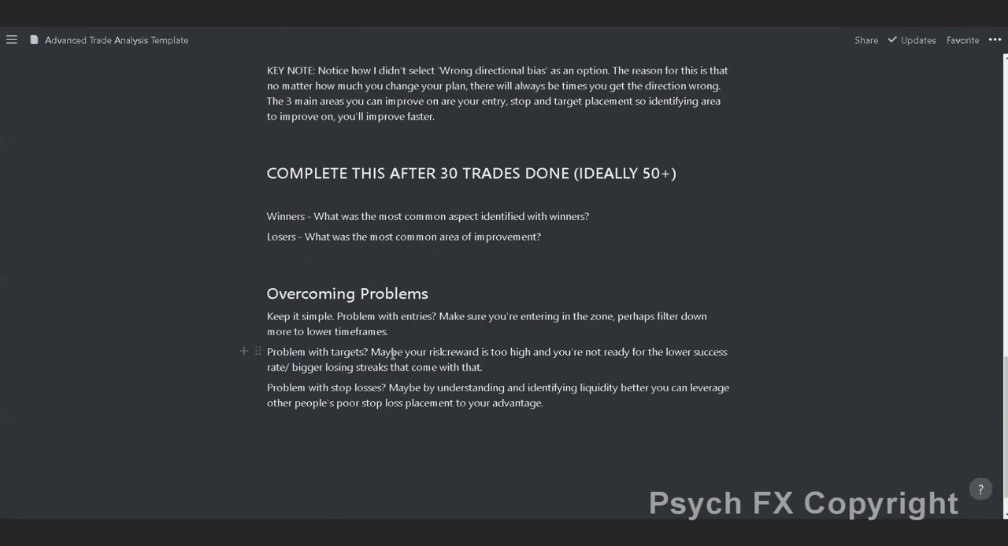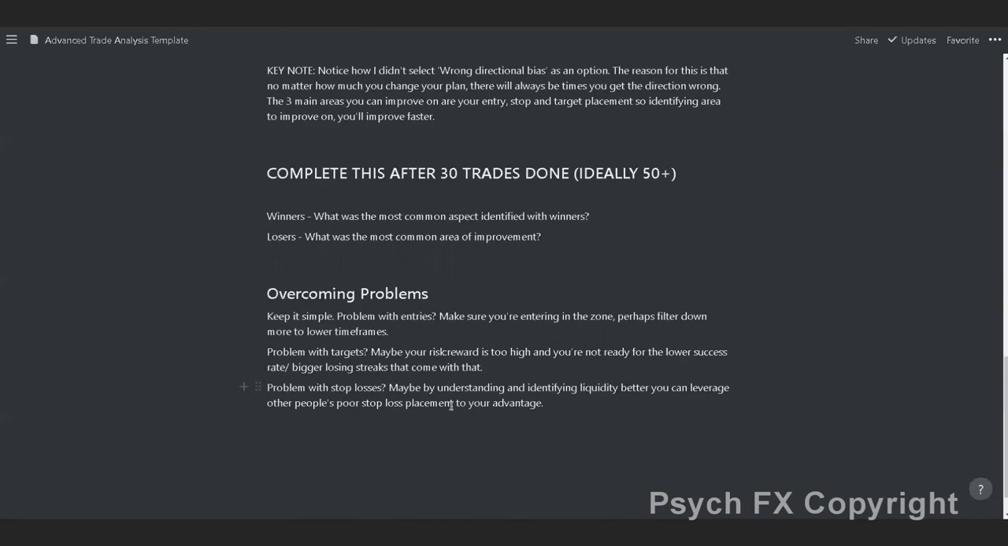Problem with targets, maybe your risk reward is too high and you're not ready for the lower success rate and the bigger losing streaks that come with that. Maybe you need to reduce that down. Maybe your entries could give you a better target of the next support resistance area. Maybe you've been targeting 2 or 3 support and resistance areas, and you're missing areas on the chart that could have been resistance. Maybe you're only targeting old highs and you're leaving out potential break and retest areas as well, which could provide some resistance leading into those levels. So maybe that would be a better target for you.